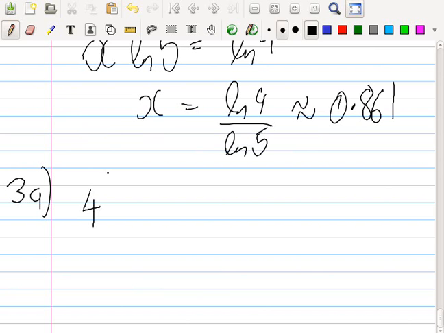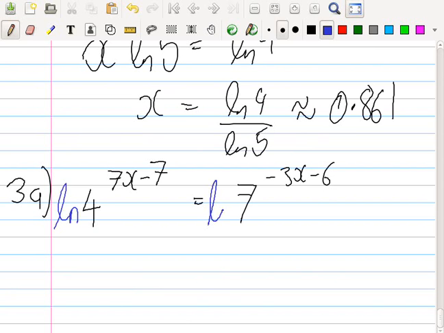4 power 7x minus 7 equals 7 power minus 3x minus 6. Once again, natural log on both sides. Natural log here. Natural log here. Okay, so what should I do now? Take the powers down again, yep.